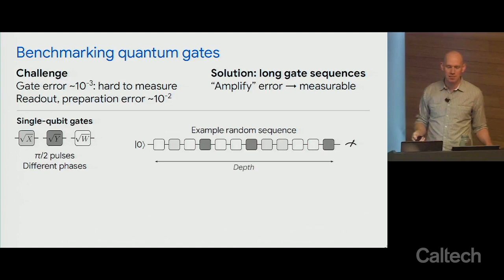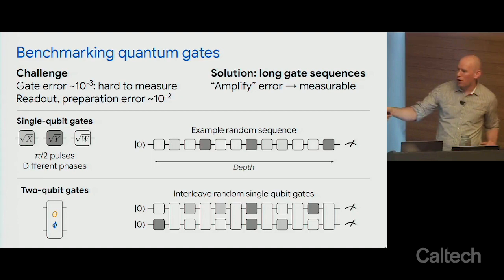We also generalize this to 2-qubit gates. So suppose we have kind of an arbitrary 2-qubit gate. We remember these parameters theta and phi from way back when. They might parameterize the gate. We want to benchmark that gate. So what we do is we make a random sequence where we interleave randomly selected single-qubit gates. It's kind of in layers, where we have a layer of single qubit gates and then our 2-qubit gate, and a layer of single qubit gates and our 2-qubit gate, and so forth. Then we can measure both of the qubits at the end. And the length of the sequence we call the depth.